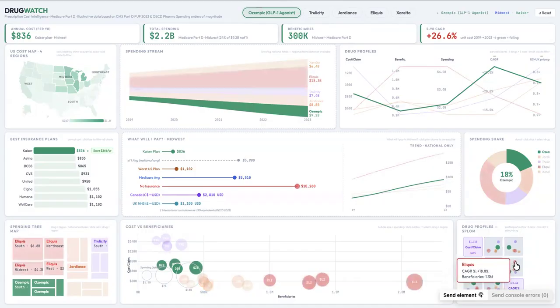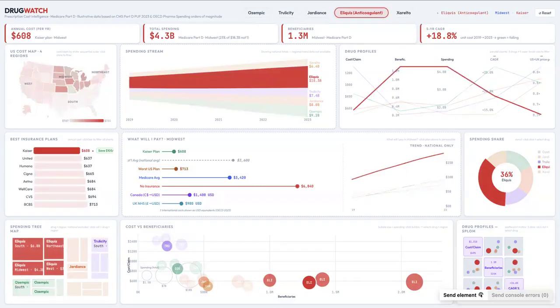Actually, sorry, for Eliquis the beneficiary count is high and the CAGR is also high. This is what it is.